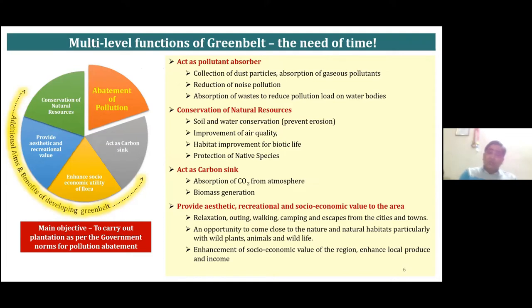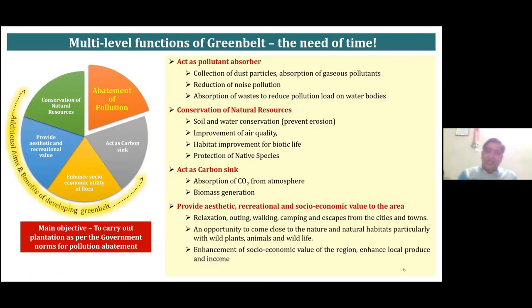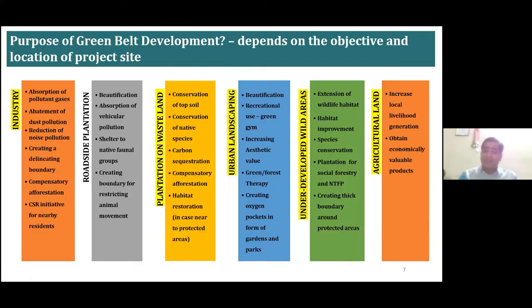So nowadays, in the present need of the time, we generally have to use the multifunctionality of the green belt. This is the need of the time: abatement of air pollution, conservation of natural resources, acting as carbon sinks, enhancing the socioeconomic utility of the flora, and providing aesthetic and recreational value. So this is the main objective, to carry out the plantation as per government norms for pollution abatement.